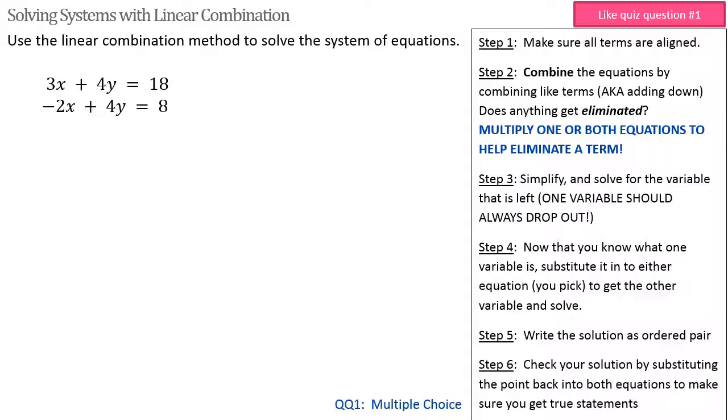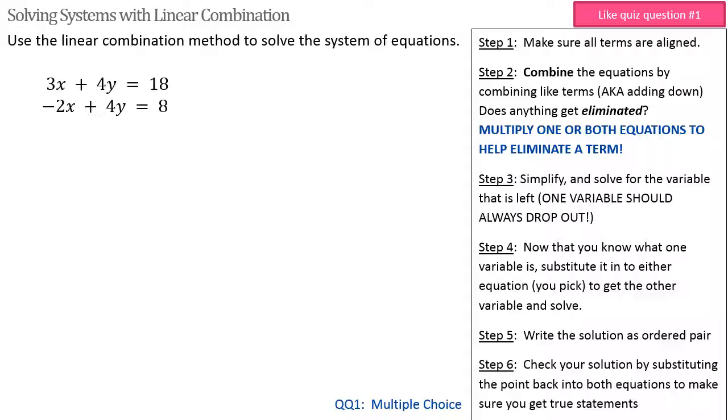For quiz question number 1, we want to use the linear combination method to solve the system of equations. What we have here is 3x plus 4y is equal to 18, and then we have negative 2x plus 4y is equal to 8. The first thing we want to do is make sure all our terms are aligned. So we want all the x's lined up on top of each other, the y's lined up on top of each other, and then equals our constants. This is all aligned. They're both in standard form. Now that we have that, we're going to move on to step 2.